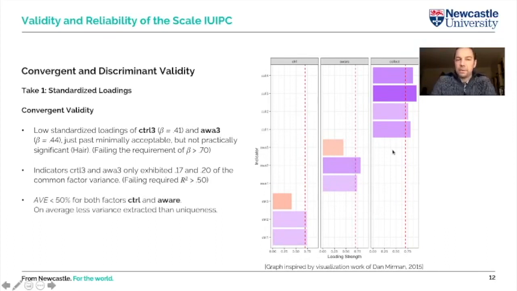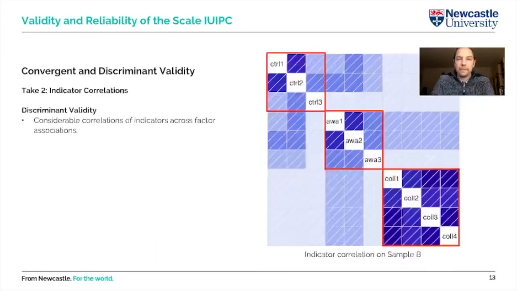And finally, for both of those factors, control and awareness, we found that the average variance extracted was less than 50% as well, which means that you have less variance extracted than uniqueness, than error variance present. As a consequence, we needed to put the convergent validity of the scale in question. Now, these results remain similar for the base sample as well as for the validation sample, so that's something that's holding up.